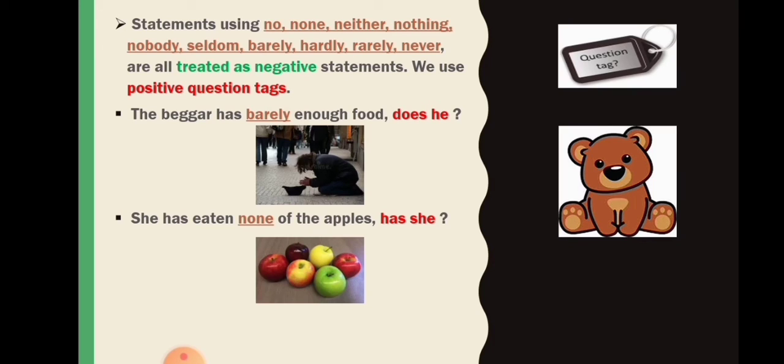Again, we see here there is a word none. So the sentence is treated as a negative statement. Therefore, we use a positive question tag. The question tag becomes has she?